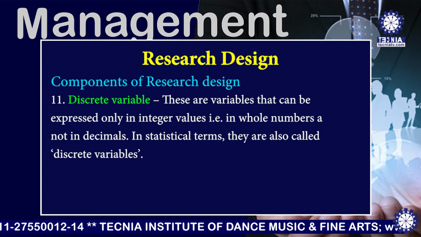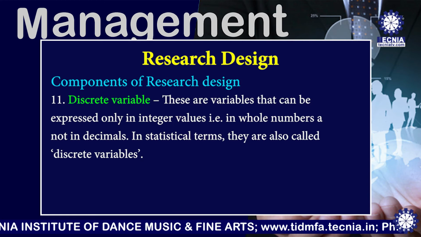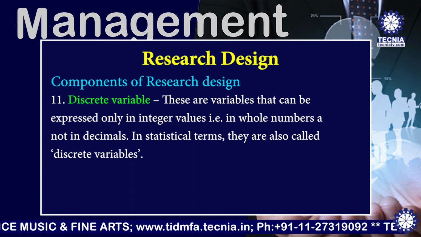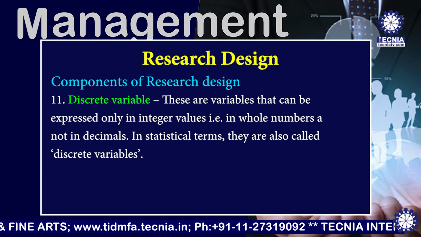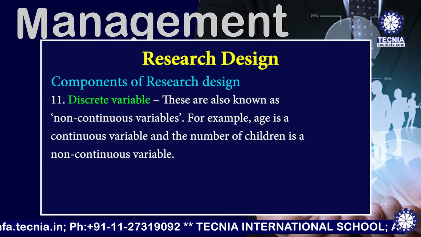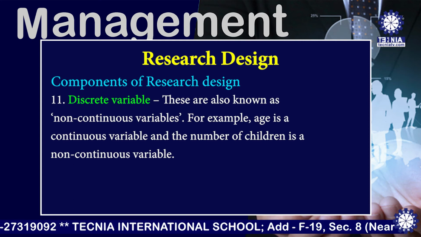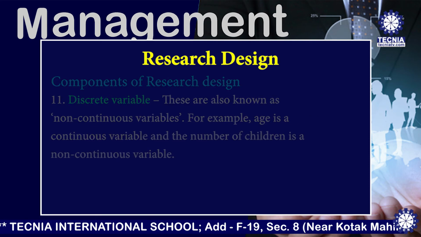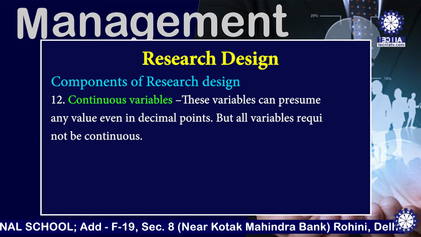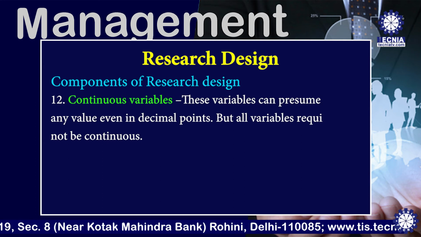The 11th component is discrete variable. These are the variables that can be expressed only in integer values, that is in whole numbers and not in decimals. In statistical terms, they are also called discrete variables. These are also known as non-continuous variables. For example, age is a continuous variable and the number of children is a non-continuous variable. The 12th component is continuous variable. These variables can presume any value in decimal points, but all variables need not be continuous.